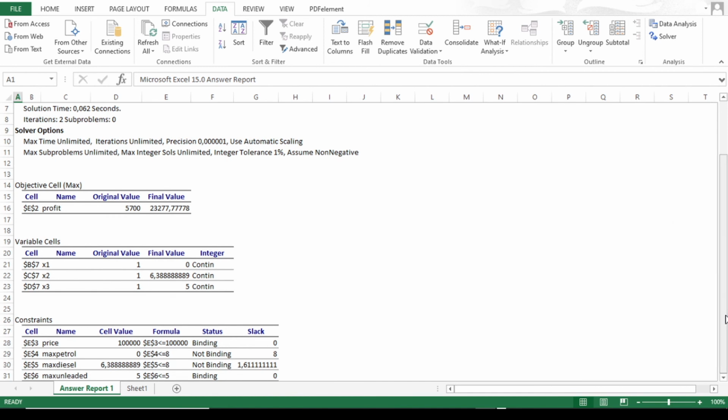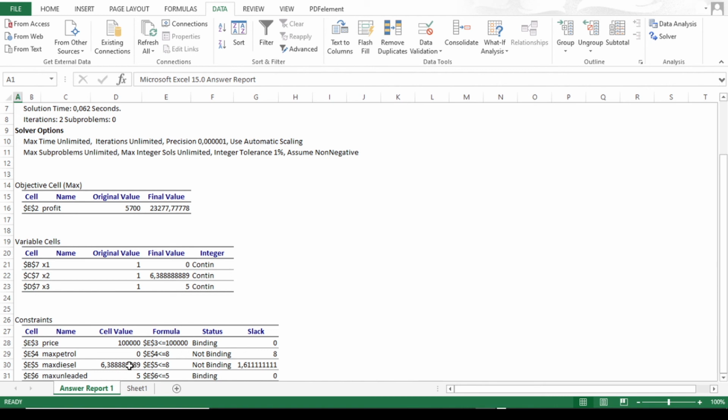And if we go down here, you see a table with the constraints. So we have 4 constraints. The first one is the price constraint. In the column formula, you will see that that column gives you the upper limits of your constraints. So the price was set at 100,000 rands. Then we have the storage space for petrol, diesel, and unleaded petrol. So the storage space for petrol was 8 tons, for diesel 8 tons, and for unleaded petrol 5 tons.